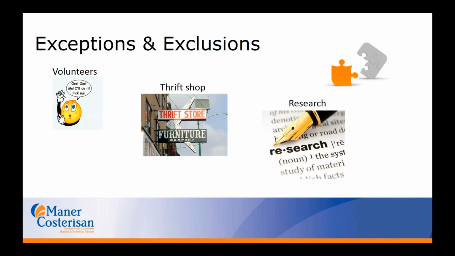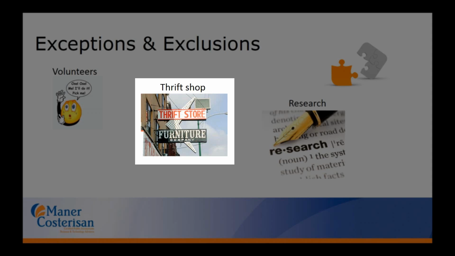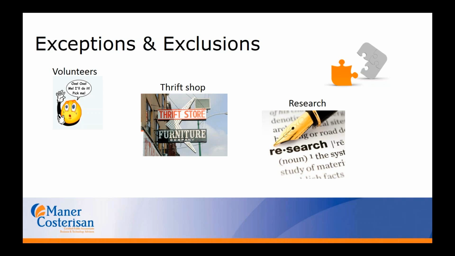Some other exceptions and exclusions that I'll briefly run through that you may have are the next two slides. The first one is volunteers. The activity could potentially be excluded if a substantial portion of the activity is run by volunteers. Like I mentioned earlier, the Boy Scouts selling Christmas trees: if most of the activity is being run by parents that are volunteering, then we could potentially exclude it from UBI. The thrift shop exclusion is for when you're selling donated items.